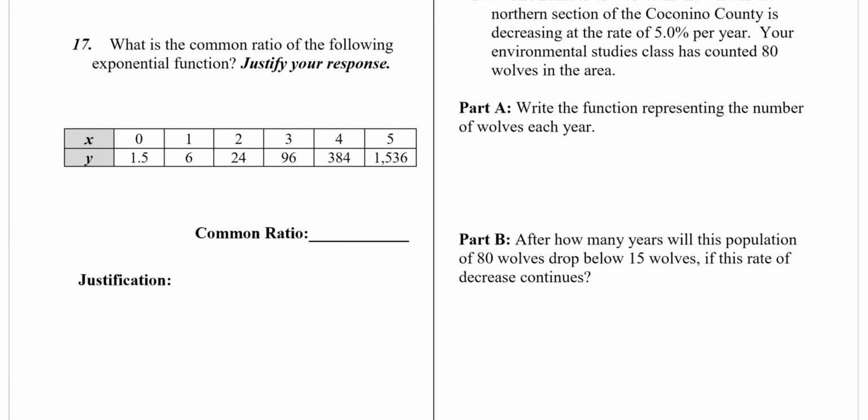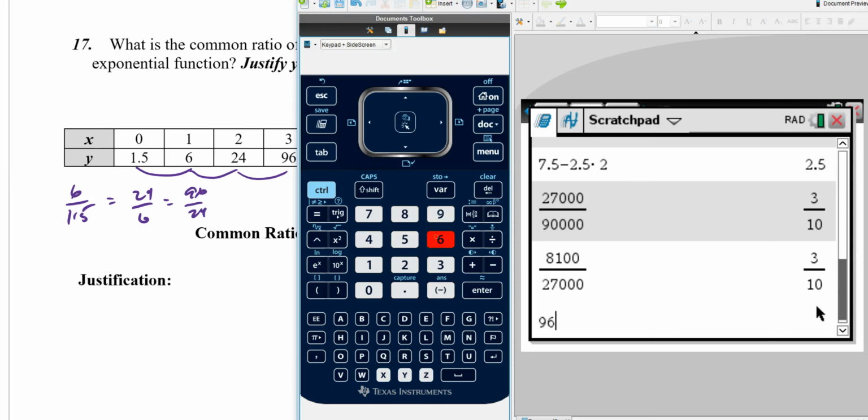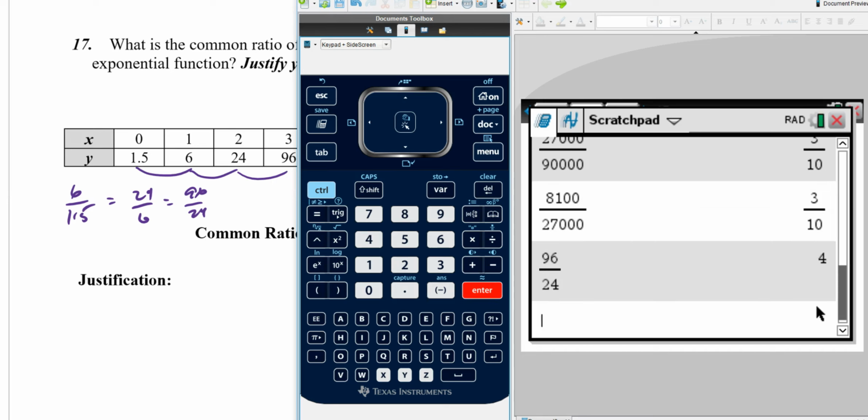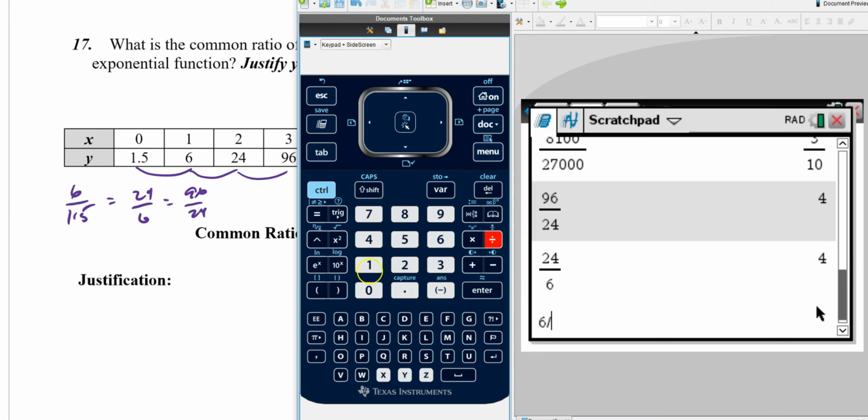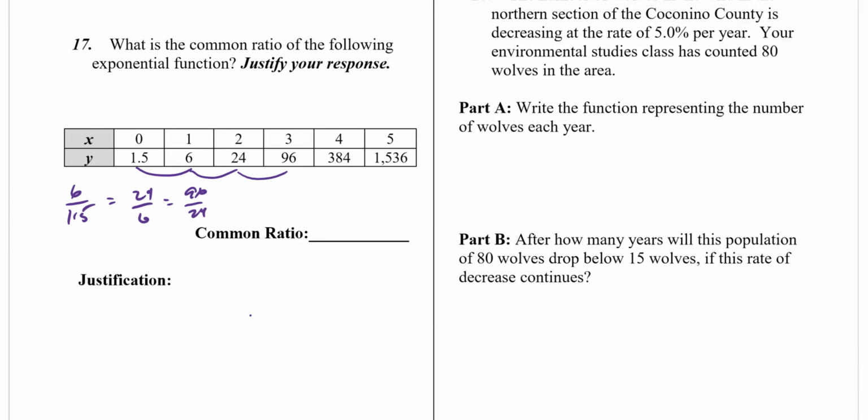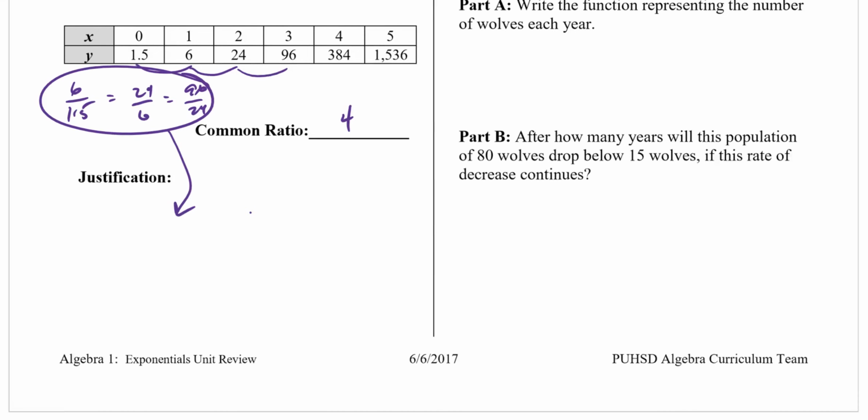17. What is the common ratio for the following exponential function? Once again, we can just divide. Remember, we're dividing backwards. 6 divided by 1.5, or 24 divided by 6, or 96 divided by 24. That should all give us the same thing. Just 4. 24 divided by 6, we know it's 4. 6 divided by 1.5 is 4. And the justification, that's my justification. The actual division.